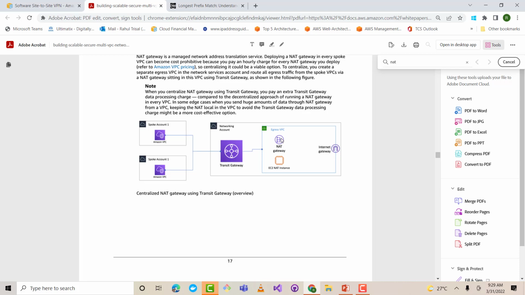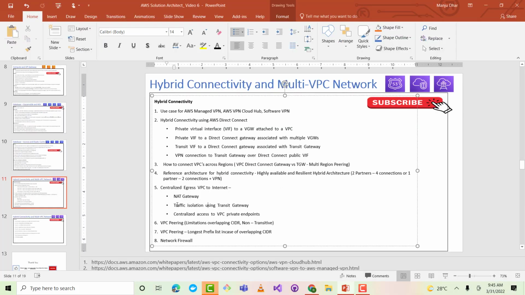But there's a catch here: there is going to be some charge from the transit gateway for processing the traffic that is coming to the egress VPC. So you need to keep that in mind. But mostly, if you need a lot of NAT gateways, then you need to centralize them in an egress VPC.